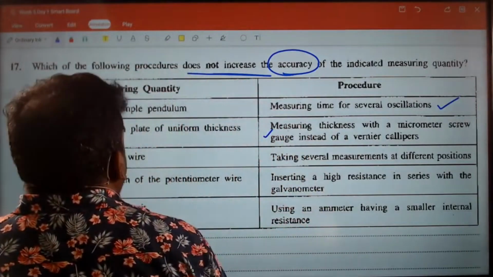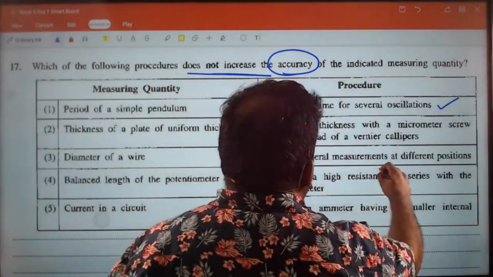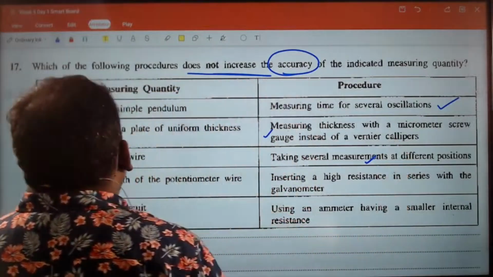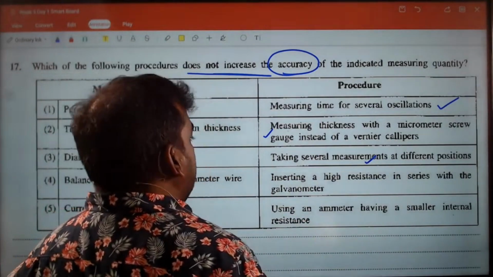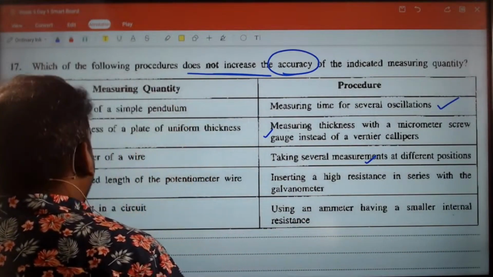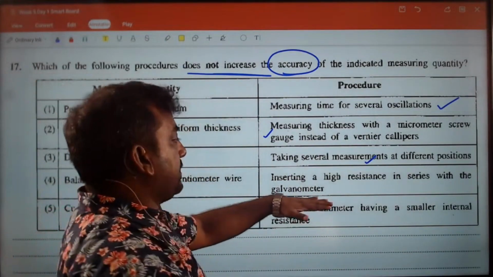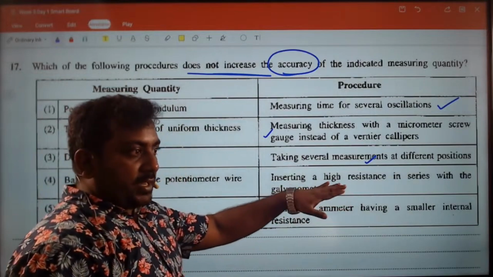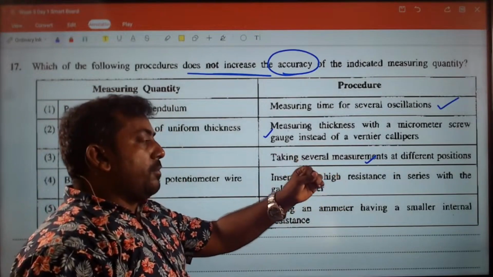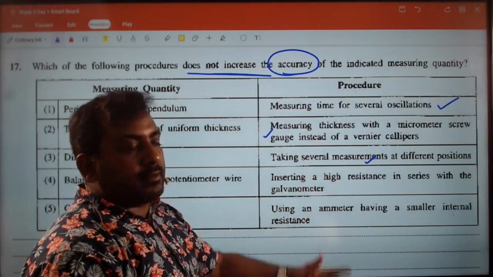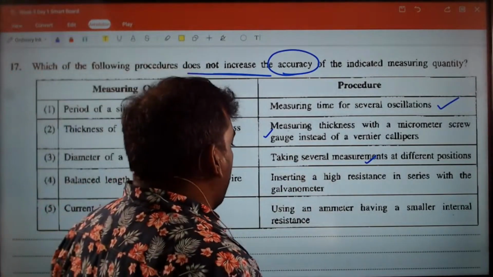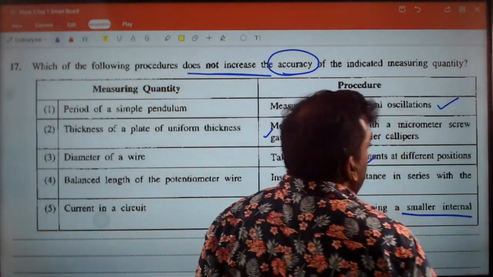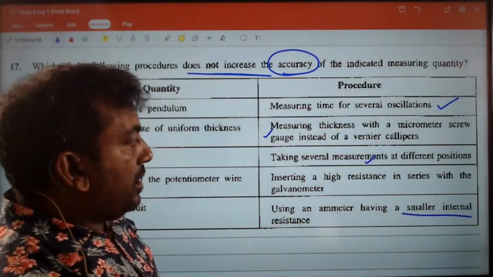Diameter of the wire: take several measurements at different positions. Yes. Balance length of a potentiometer wire: insert a high resistance in series with the galvanometer. So why are you inserting a high resistance in series? Is it to increase the accuracy? No. To stop current from passing through the galvanometer. Simple. Current in a circuit: use an ammeter having smaller internal resistance. Good. Smaller internal resistance means smaller potential difference.